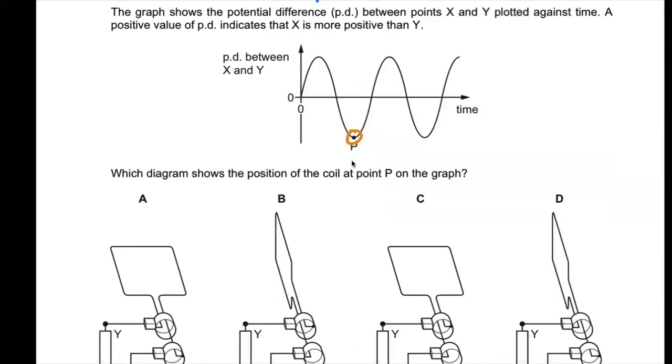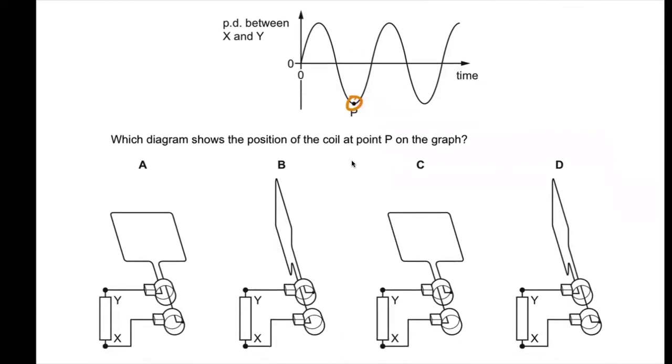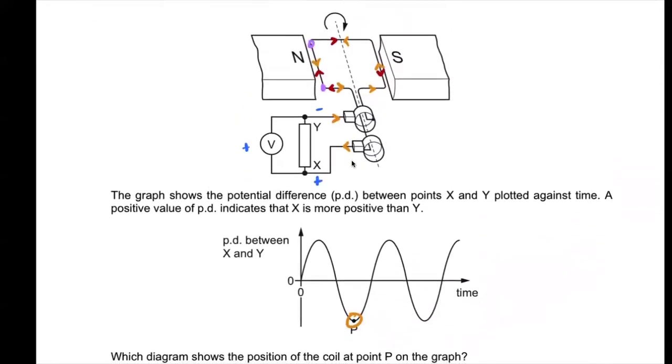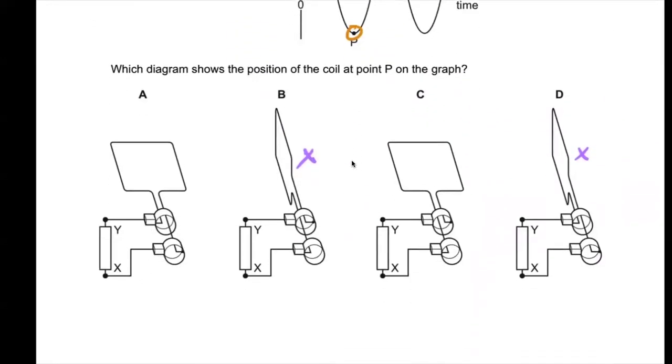Here, if we see, this is a minimum, but it's not zero EMF. We know that the vertical position of the coil induces no EMF because it's moving parallel to the field lines. So it definitely has to be either A or C. But now how do we decide between A and C? It really has to do with the direction of the flow of current.